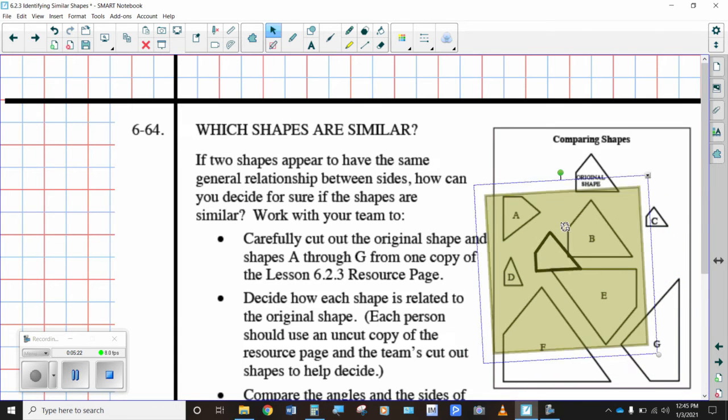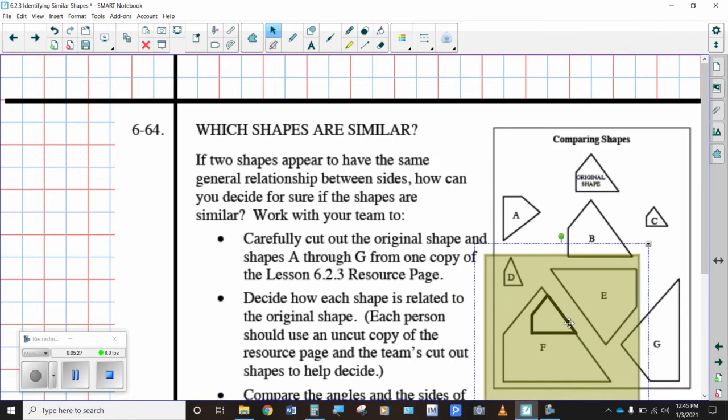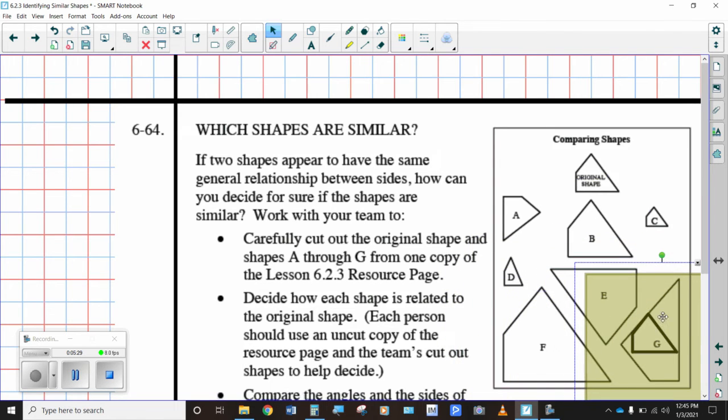And then let's look at F. Yes, yes, yes, and yes. But then you look at G, let's get our right angles together. And you can see this angle is okay, but this angle is not.